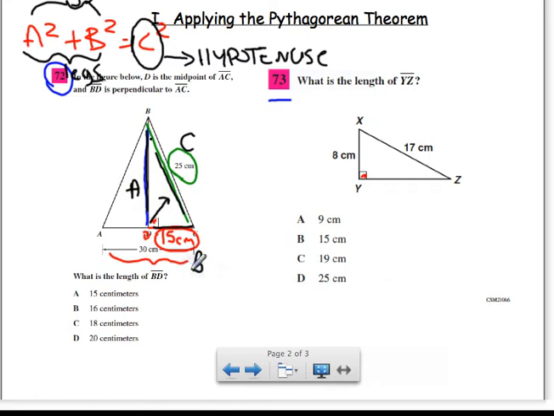I'd like you to stop the video here so that you can label the sides of this triangle in 73. We haven't solved the problem yet, but the first step is just to label them. So please copy down the triangle 73, label sides A, B, and C. Press play when you're ready to check how you labeled it.